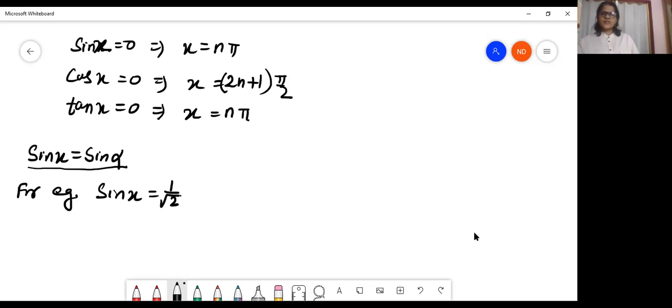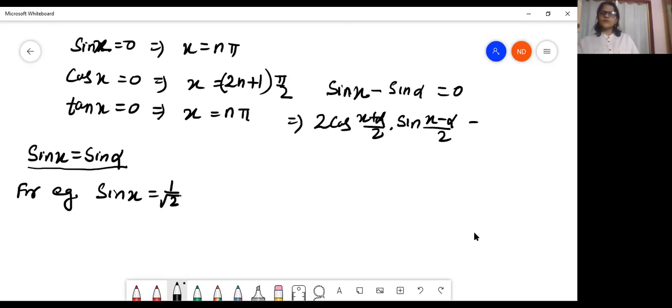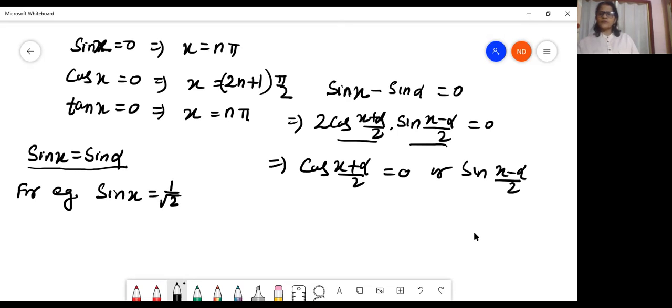So whenever you get such cases, let me tell you how to solve the question, because the art of solving the question should be known to you. So sin x minus sin alpha equal to 0. This implies, using sin C minus sin D, 2 cos of (x plus alpha) by 2 into sin of (x minus alpha) by 2 equal to 0. So here, when the product of this and this is equal to 0, you can say cos of (x plus alpha) by 2 equal to 0, or sin of (x minus alpha) by 2 equal to 0.